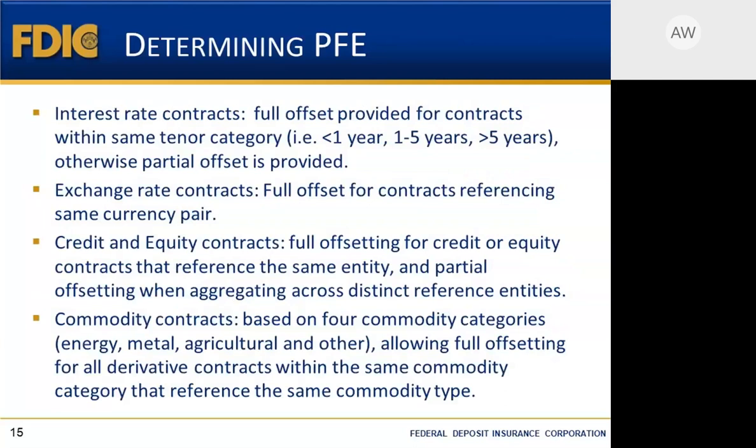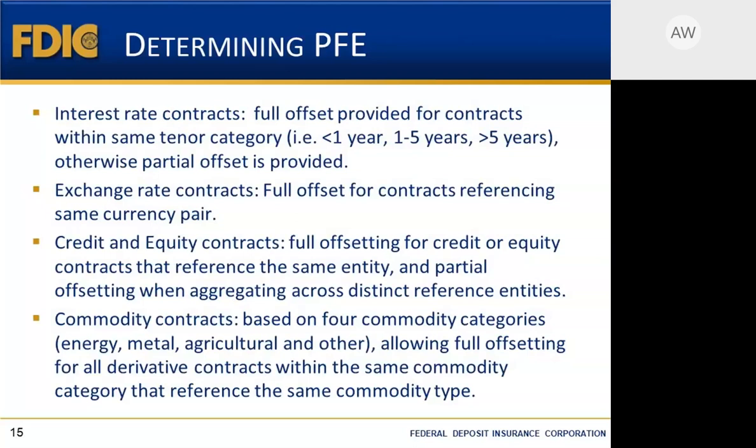So what are the asset classes that we touched upon in the previous slide? Interest rate contracts: full offset is provided for contracts within the same tenor category, and there are 3 tenors present: below 1 year, 1 to 5 years, and above 5 years. Otherwise, partial offset is provided.